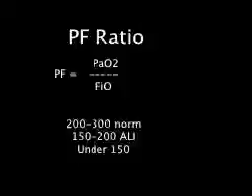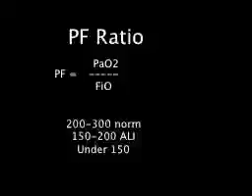Anyway, continuing on, the PF ratio is the PaO2 divided by the FiO2. The FiO2 must be converted to a fraction. Again, if I have 50% FiO2, I need to convert that to 0.5. The normal PF ratio is at least 200 to 300. That's normal. Low PF ratios indicate some sort of problem with the diffusion of oxygen across the alveolar capillary membrane. 200 to 300 is normal.